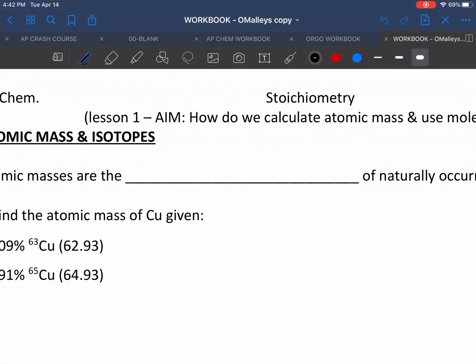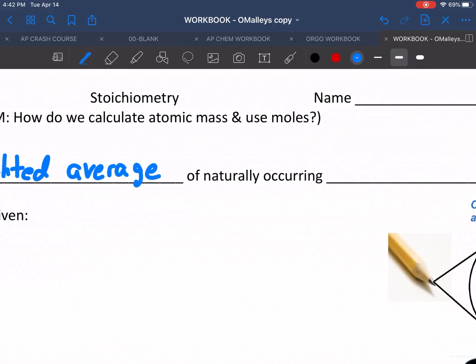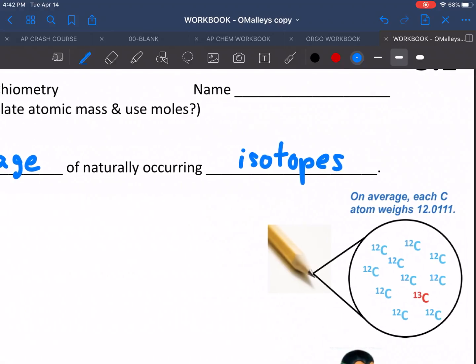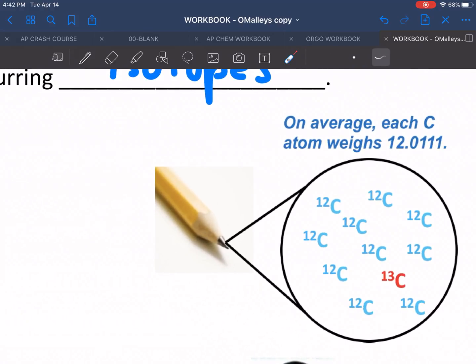Atomic masses are decimals because they are the weighted average of naturally occurring isotopes. So if you're writing with a pencil right now, there's graphite in that pencil. That's one of the allotropes of carbon. And carbon is made up of a variety of isotopes, most commonly carbon-12, very small amounts of carbon-13, and even smaller amounts of carbon-14. So we can't say every carbon atom is the same, because they're just not.